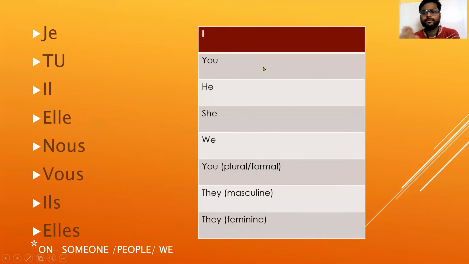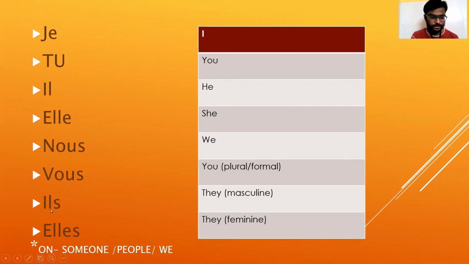So first of all, let's revise the subjects. Je, tu, il, elle, nous, vous, ils, elles. So je means I, tu means you in the informal sense. Il, he, elle, she, nous, we, vous, you. Here the vous is a formal manner. Formal. We speak politely, right? Formal manner. All right. Vous is you.